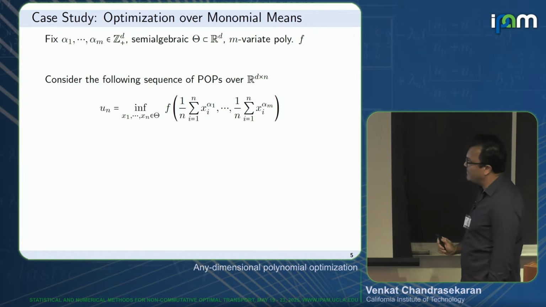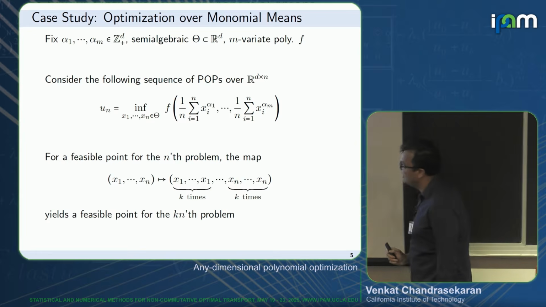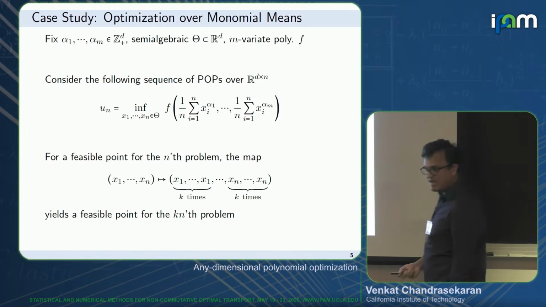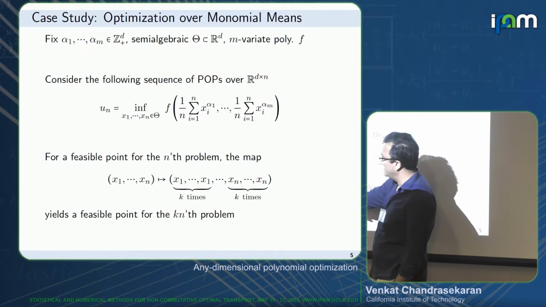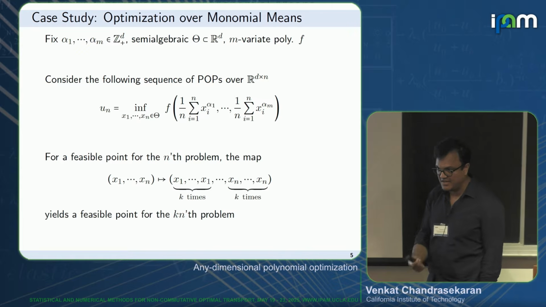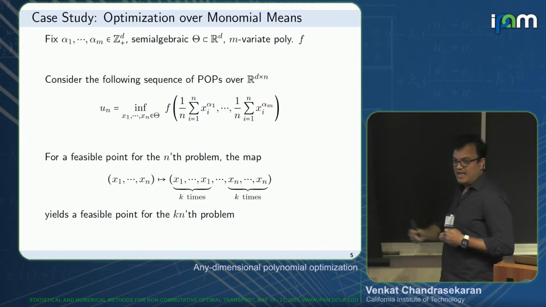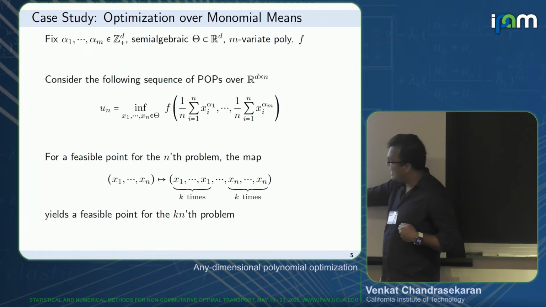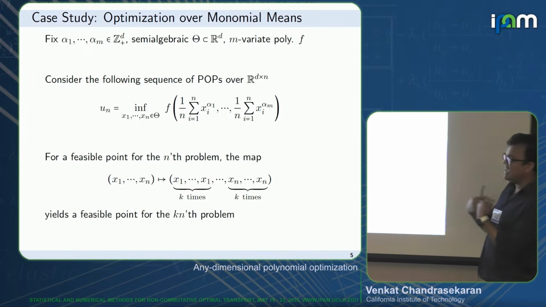A couple of observations first. If I take the nth problem, and I take a feasible point for the nth problem, meaning x1 through xn are all points that belong to theta, and I create k copies of each of x1 through xn, I get a feasible point for the knth problem.